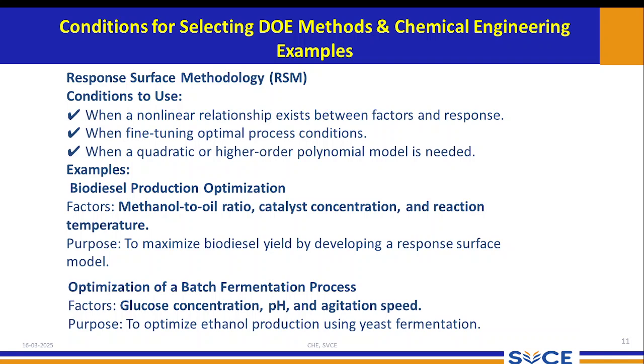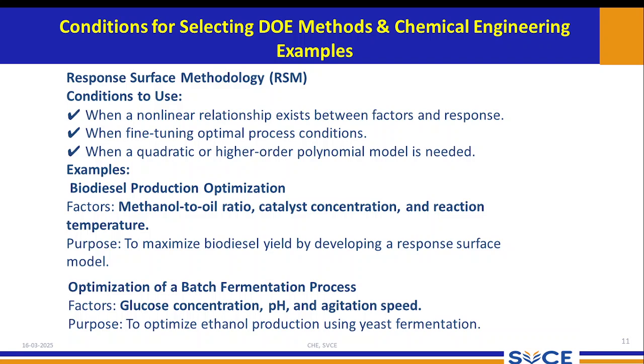The example from a chemical engineering perspective: biodiesel production. Methanol to oil ratio, catalyst concentration and reaction temperature. These are the independent variables. So what is the dependent variable? Maximum yield. Biodiesel yield is the dependent variable. So the purpose is to maximize the dependent variable, yield, by developing a response surface model.